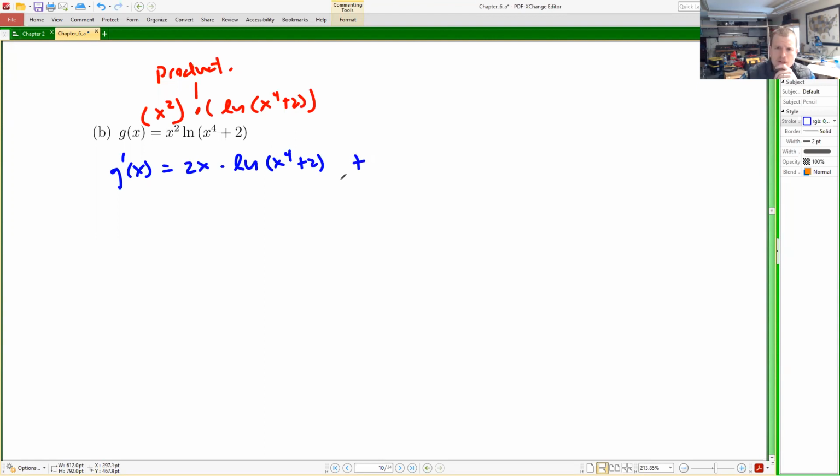Now we take the derivative of the natural log of this, which is, let's see here, 1 over x to the 4th plus 2 times the derivative of x to the 4th plus 2, which would be 4x cubed. And then multiply by the other function, which was just x squared.